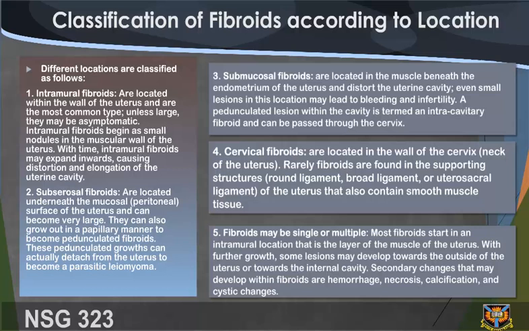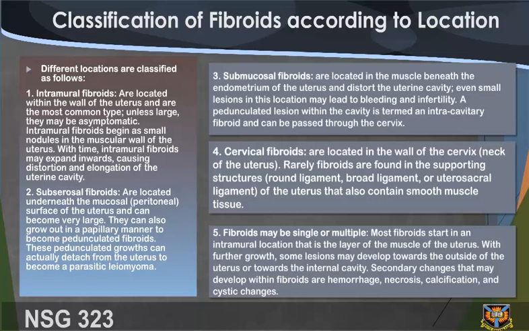Classification of fibroids according to location. Different locations are classified as follows. 1. Intramural fibroids are located within the wall of the uterus and are the most common type. Unless large, they may be asymptomatic. Intramural fibroids begin as small nodules in the muscular wall of the uterus. With time, intramural fibroids may expand inwards, causing distortion and elongation of the uterine cavity.